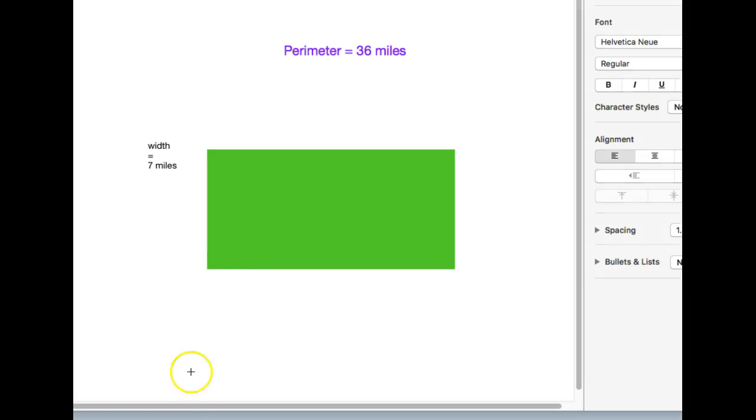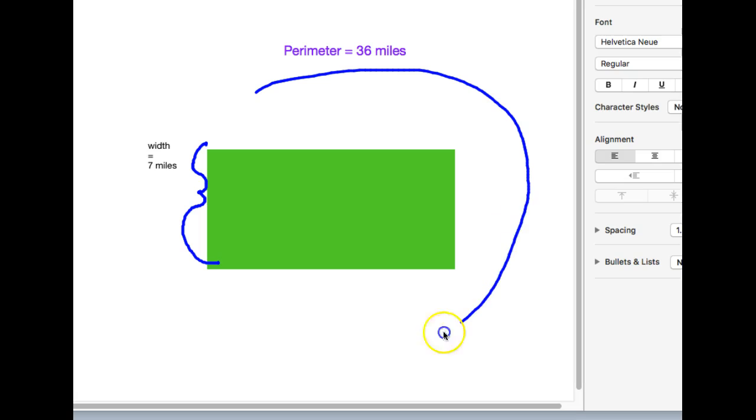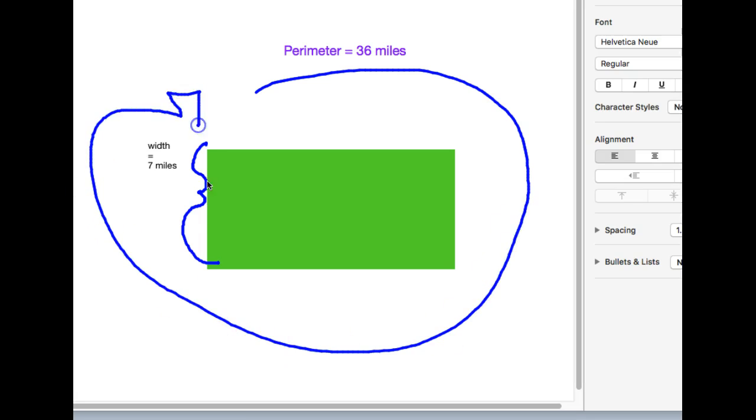Let's look at an example of when we can use perimeter and area to solve a problem. Here we have a park. We know that the width of the park is 7 miles. We also know that the perimeter of the park is 36 miles. What we need to find out is the length of the park.